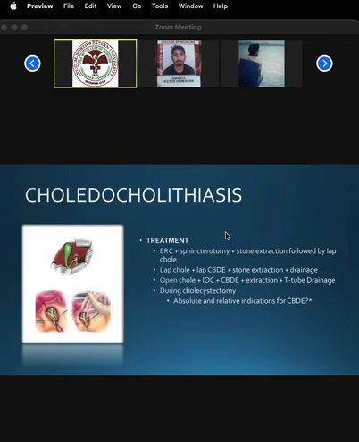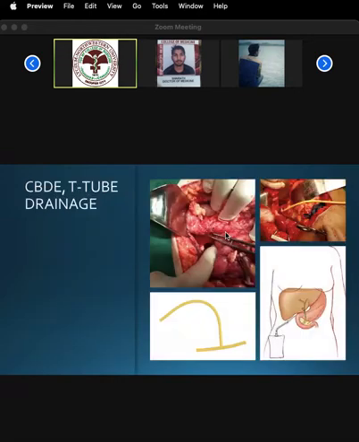So we keep on mentioning T-tube. What is the purpose of a T-tube? Why do we have to insert a T-tube? Now, first off, the T-tube is inserted in the common bile duct because this will be used as a stent in the areas where we perform the common duct exploration.